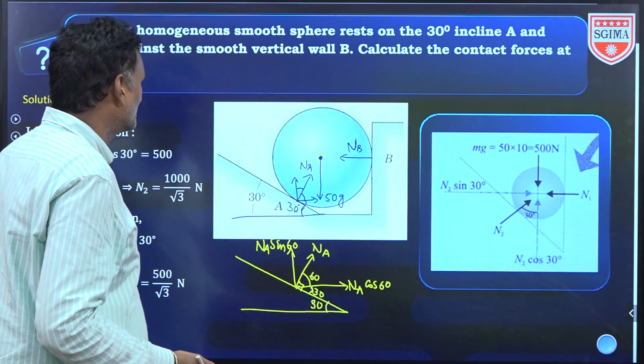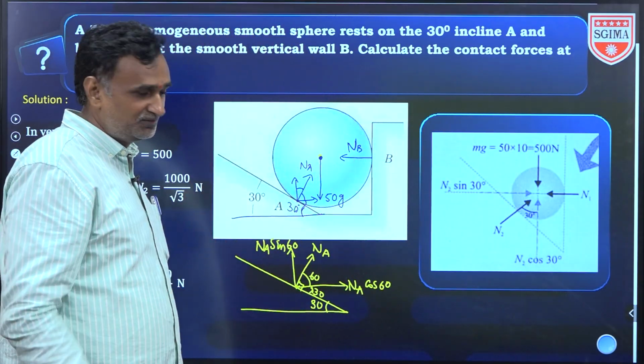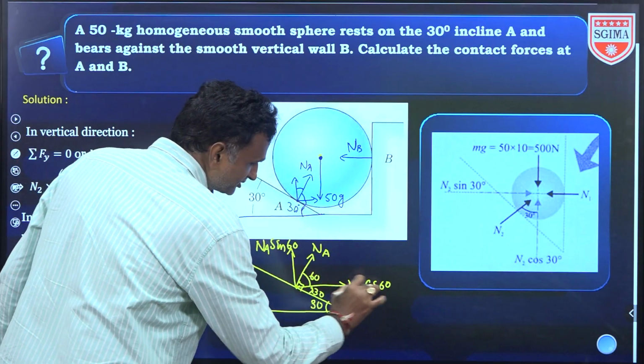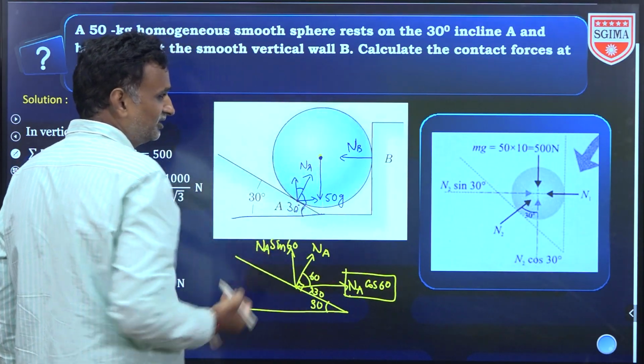So now along the x axis net force will be 0 because it is in equilibrium. So right side force how much? NA cos 60 and left side force NB, okay.